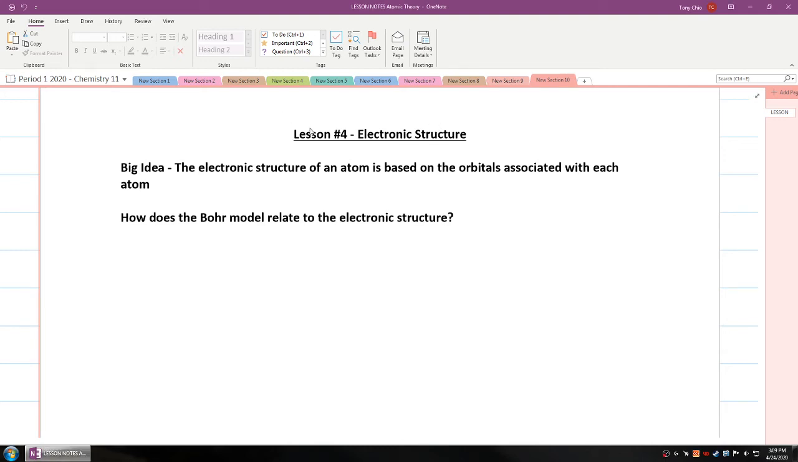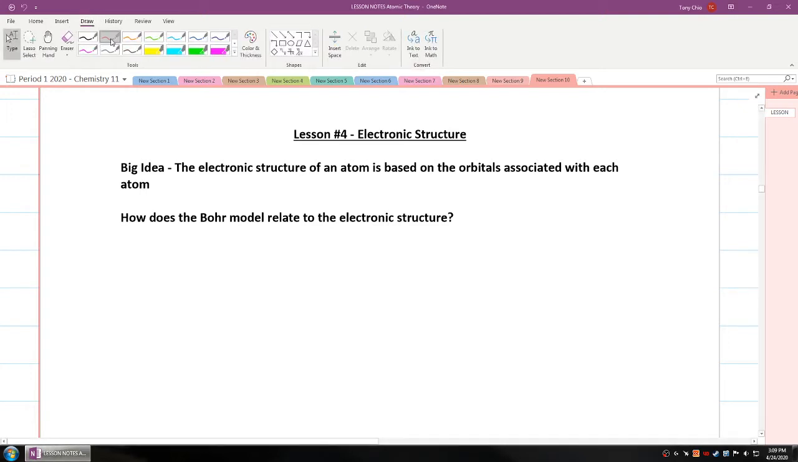Hi everybody, we're talking about lesson number 4, electronic structures. Now the big idea here is that the electronic structure of an atom is based on the orbitals associated with each atom. So when we're talking about electronic structure, we're really talking about its electrons.